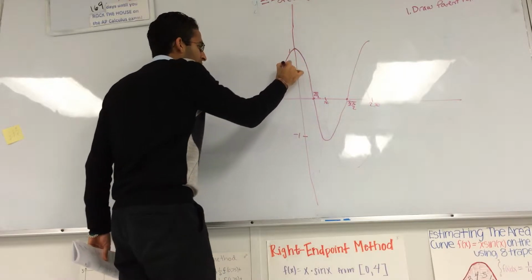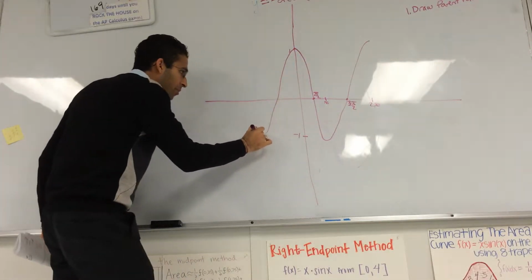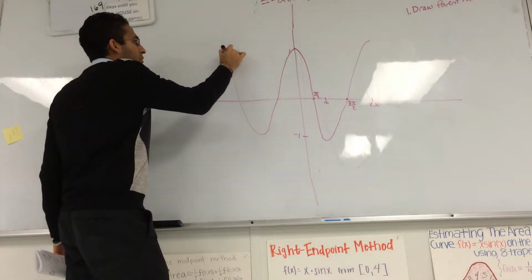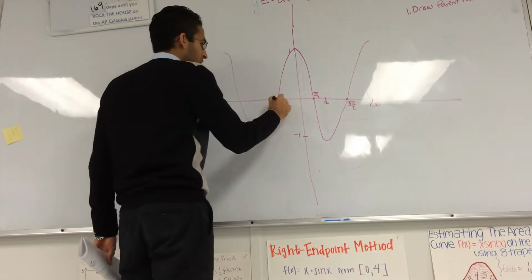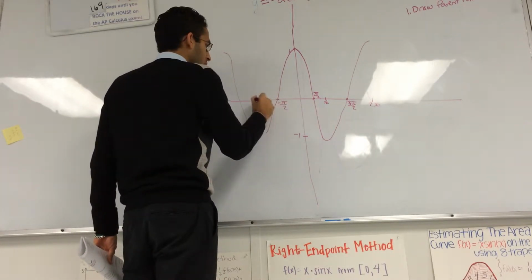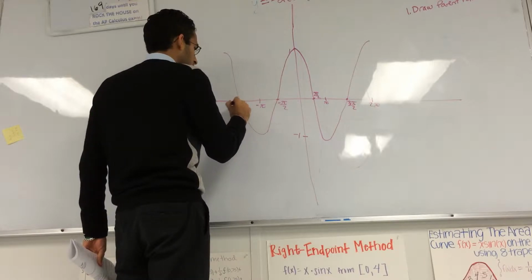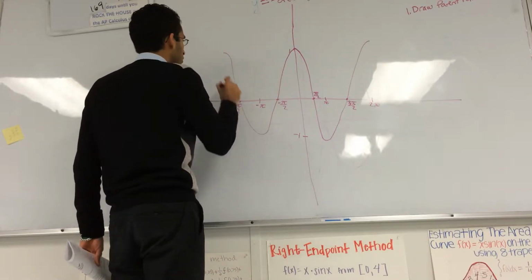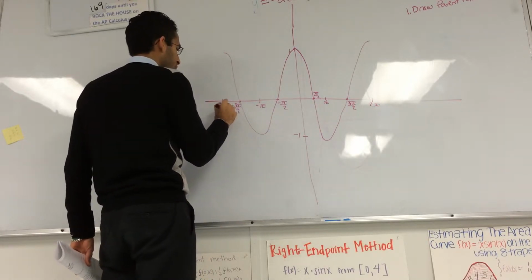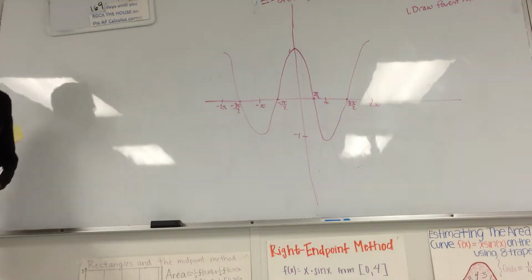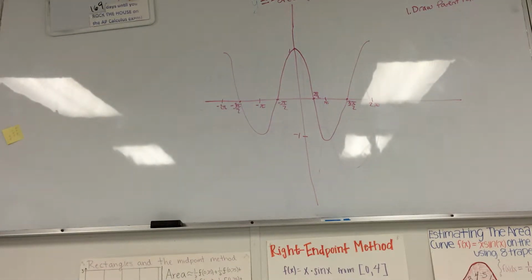We're going to come over here on the negative side. Remember, we have our graph something like this. Call this negative pi over 2, negative pi, negative 3 pi over 2, and negative 2 pi. Let me stop here and see if there are questions.